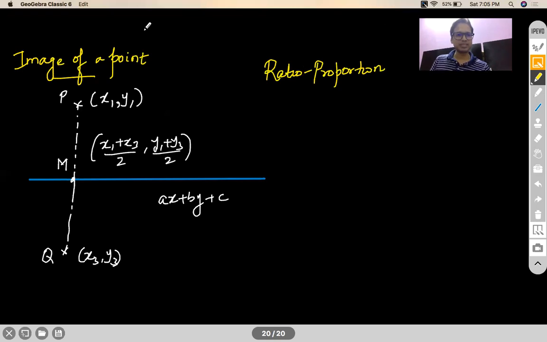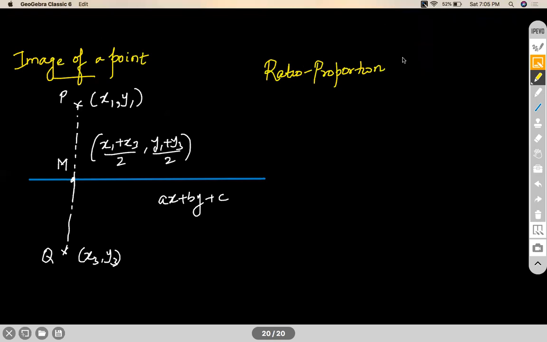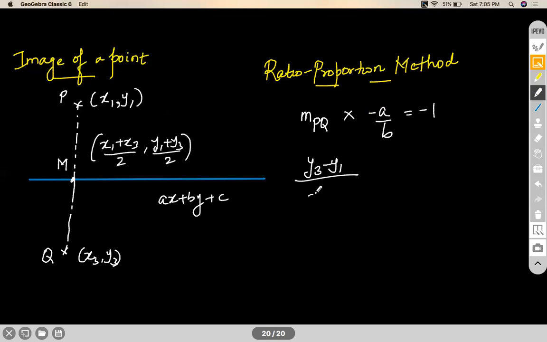Sorry. Let me switch off my camera. It is taking up the space.